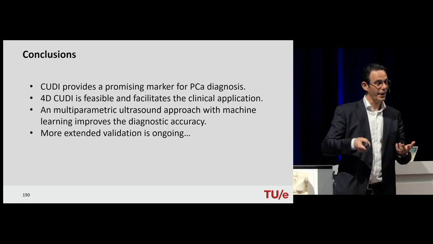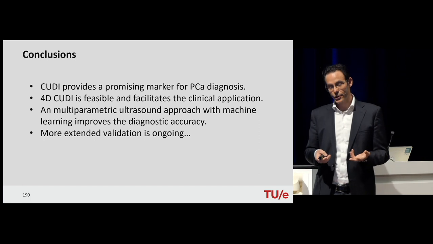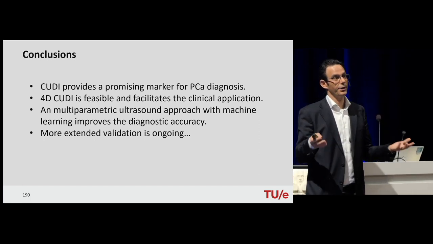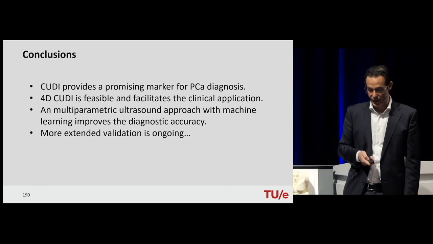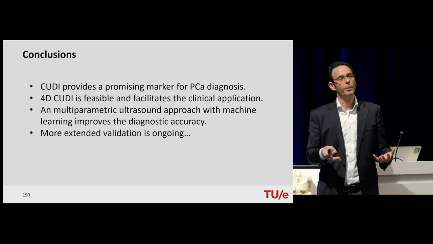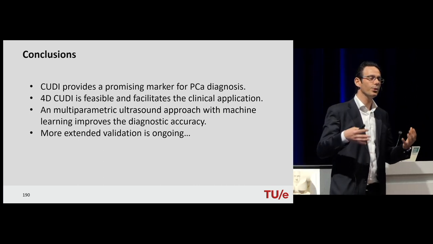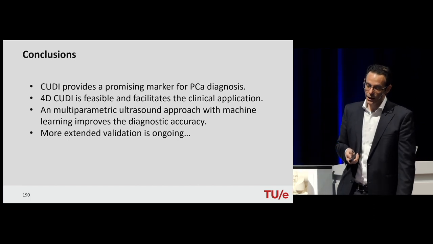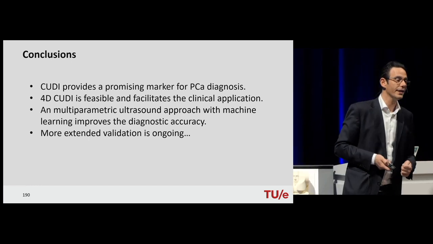So to conclude, I think you have seen the potential of the dispersion imaging approach, the fact that expanding that to a 3D approach actually brings great advantages, especially for the clinical application. It should be multiparametric because cancer is such a complex process that you need to use complementary parameters to help your diagnosis. And of course, more extensive validation is strongly needed and is ongoing.